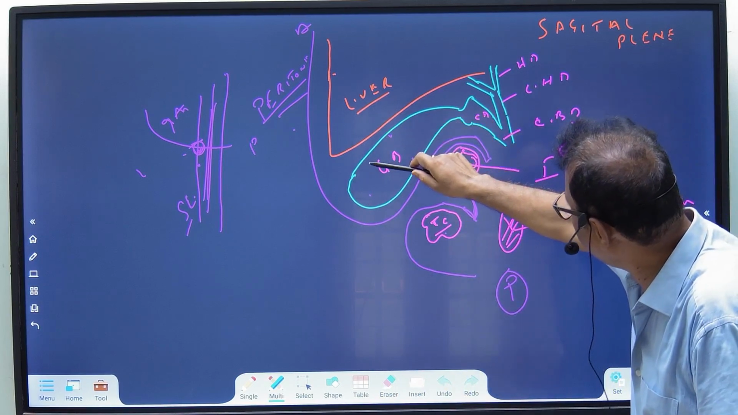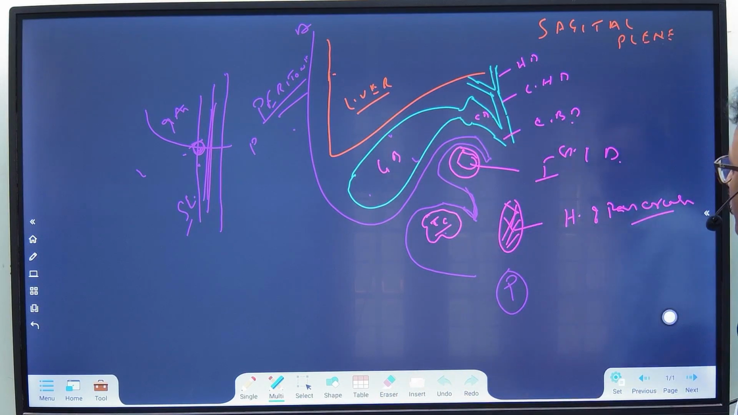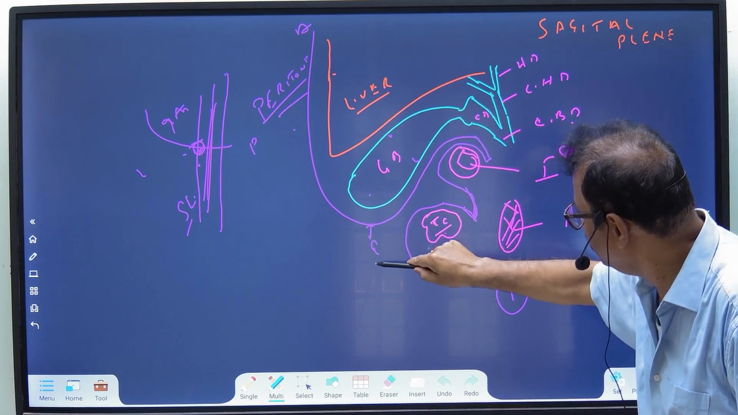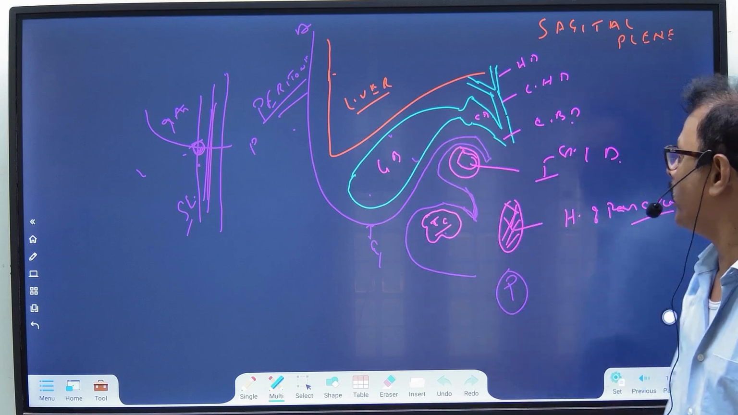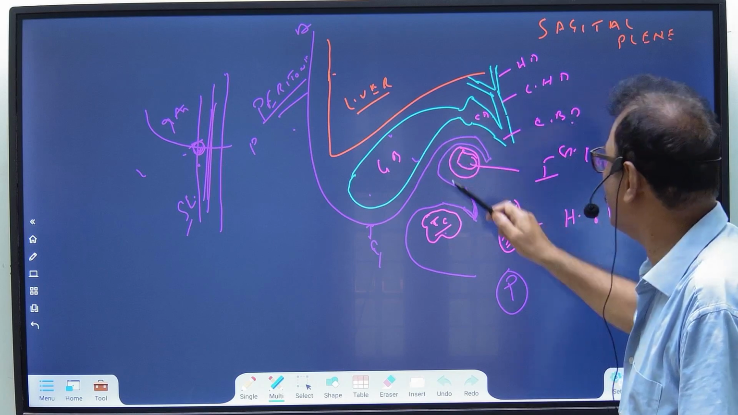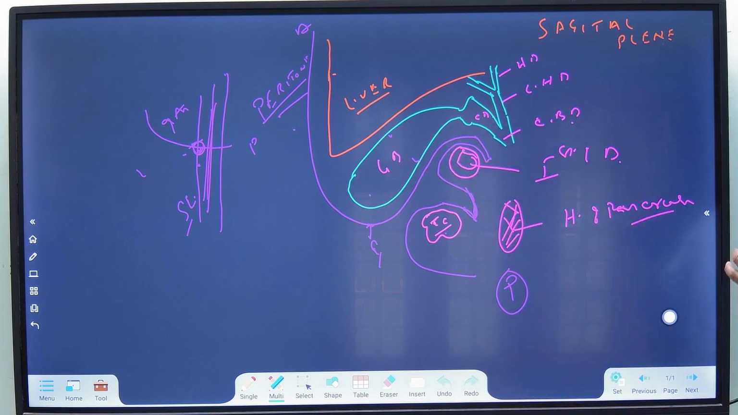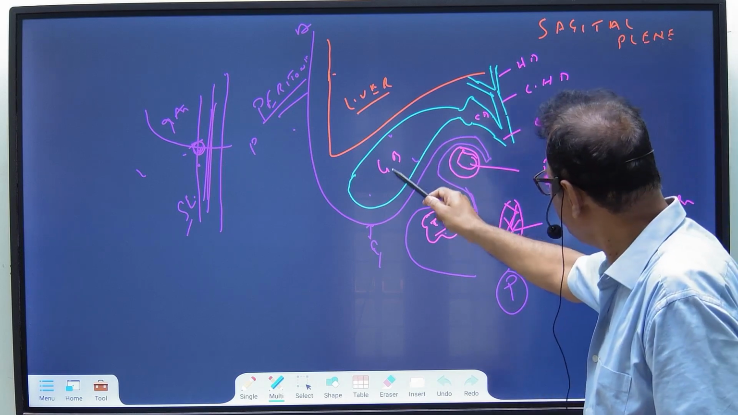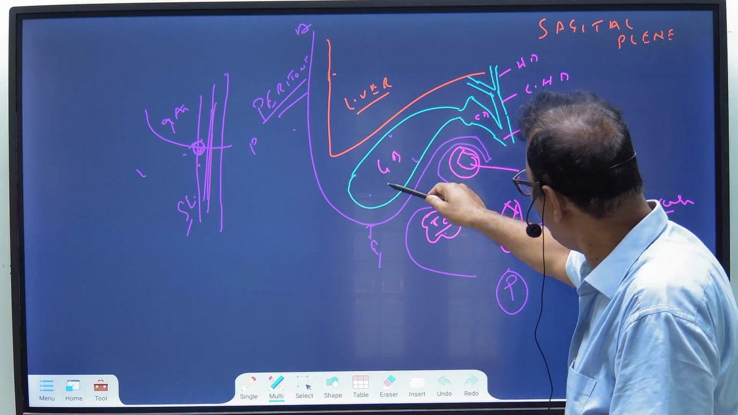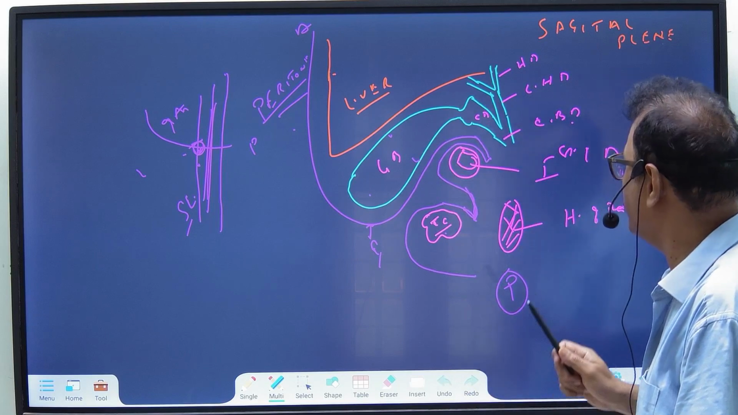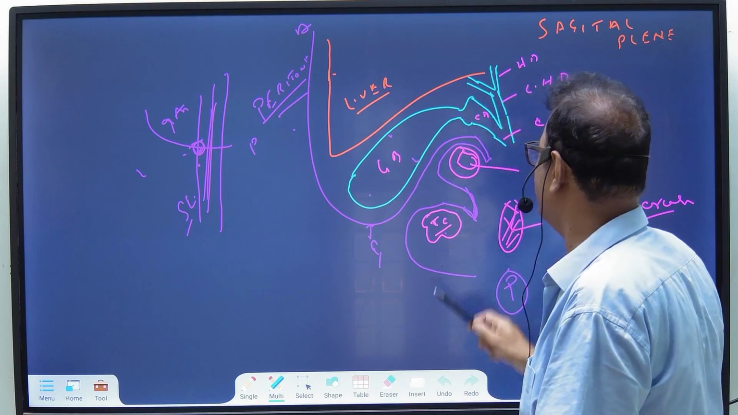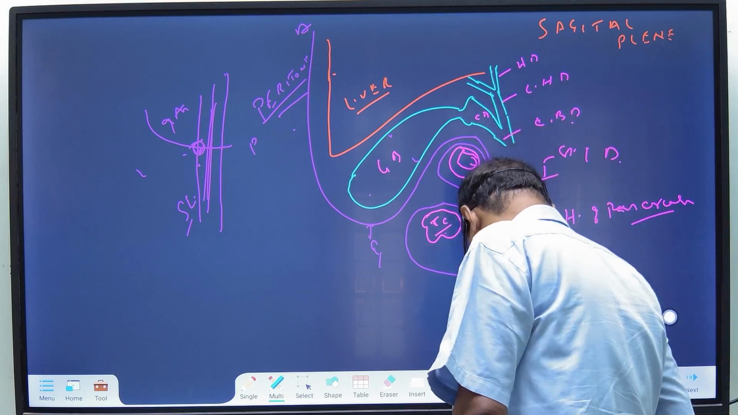The upper surface of the gallbladder is devoid of the peritoneum. This one is the peritoneal structure. So the upper surface of the gallbladder is devoid of the peritoneum, but the lower surface of the body is covered by the peritoneum. You could see over there that this is the lower surface and this is covered by the peritoneum.